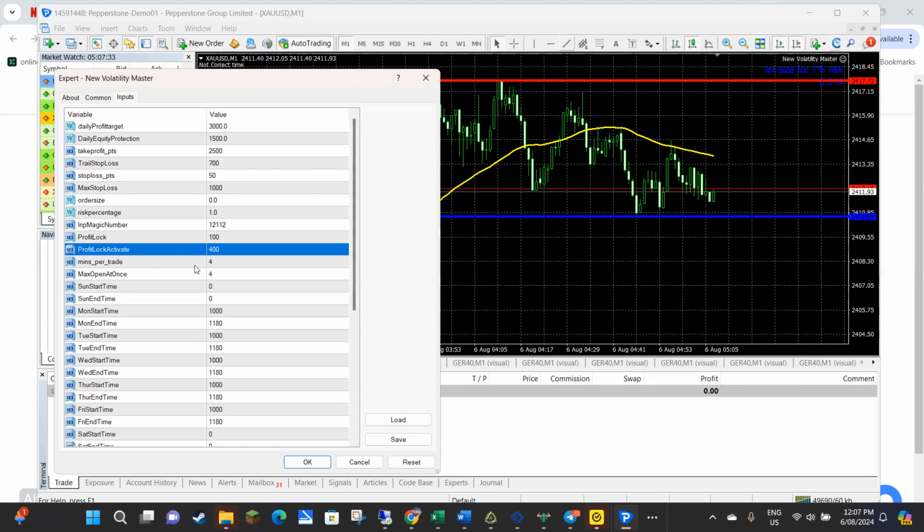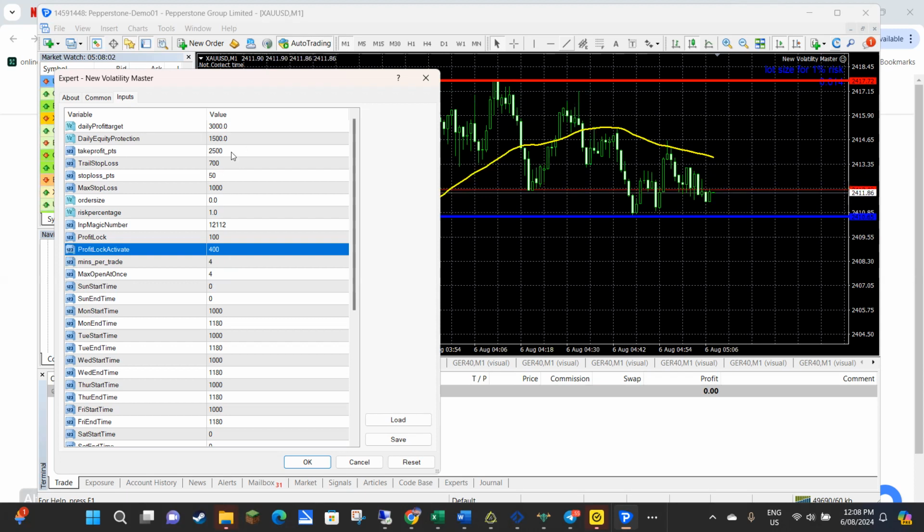And minutes per trade, that just means it can't place more than one trade every 4 minutes, which rarely would ever happen anyway. Max open at once, so you can set the maximum amount of trades that it can open on any one pair at any one time. Generally, though, if it stacks 3 trades, then you're probably going to be hitting your profit target anyway. So 3 trades can happen. 4 trades would be extremely rare. And unless you had really wild settings with huge take profit distances and that, you would never get more than 4 anyway.